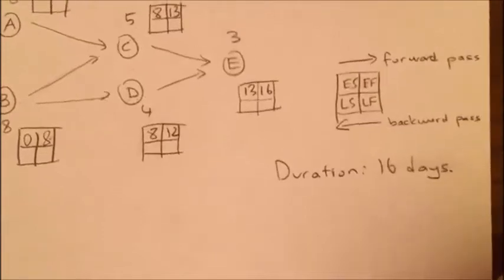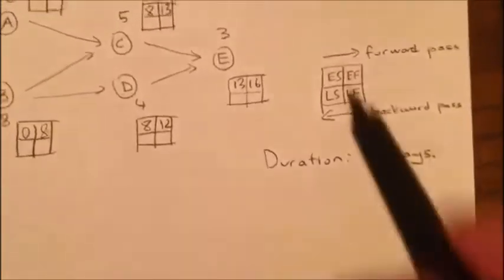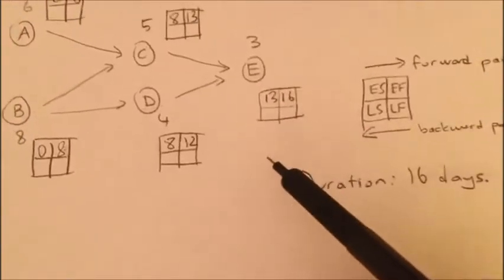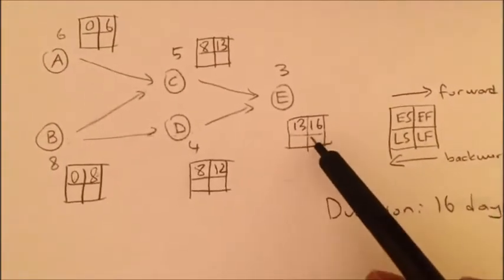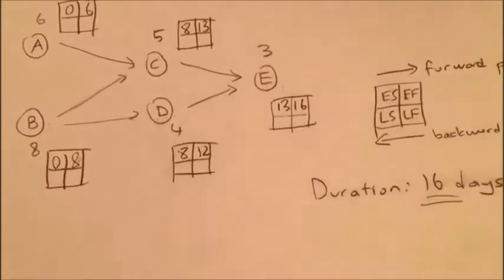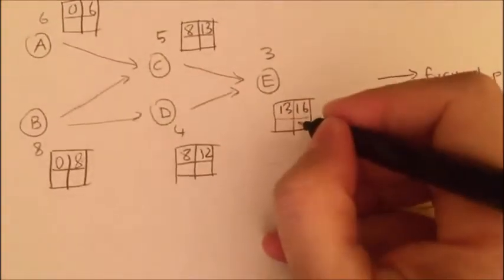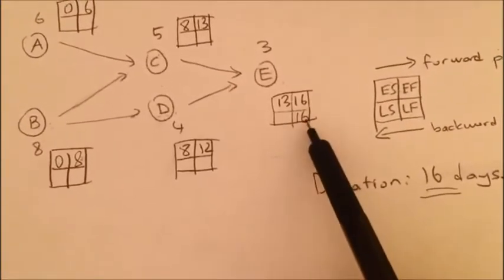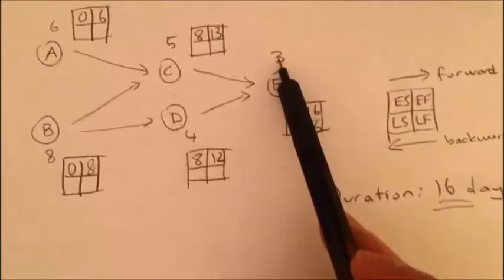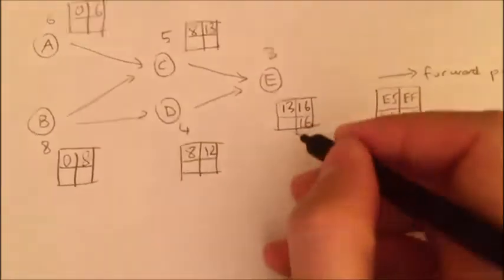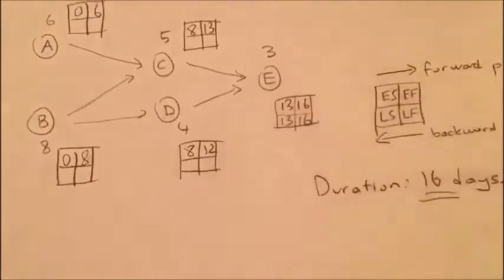Okay, so let's look here. When can I finish E the latest so that the project is not delayed? It cannot be later than 16 because my project duration is 16. So this is 16. In order for this to be done by 16, it takes 3 days to be completed. So 16 minus 3, the late start has to be 13.